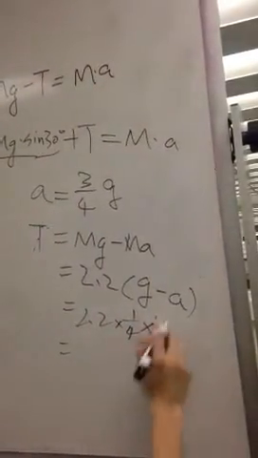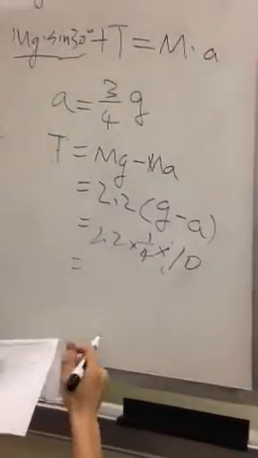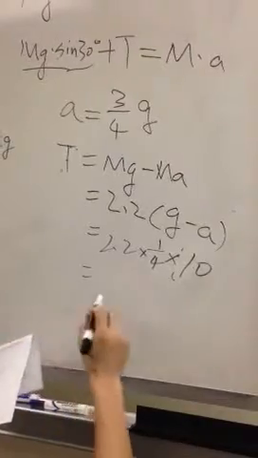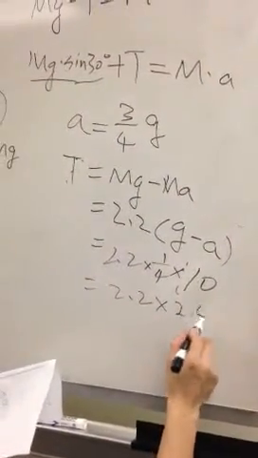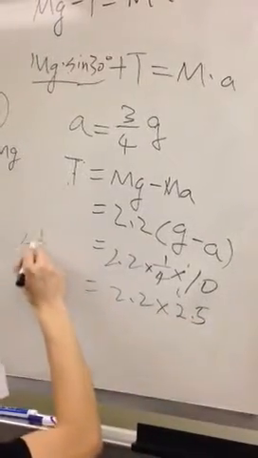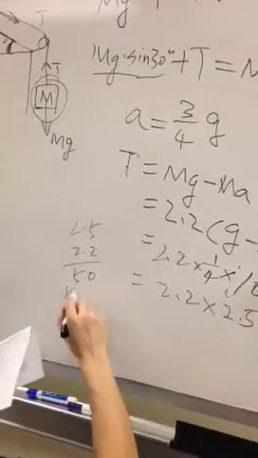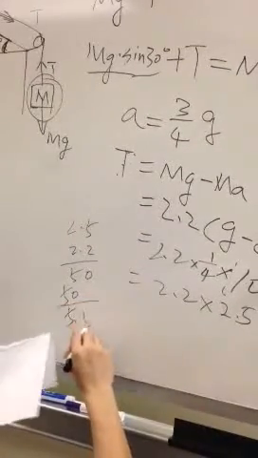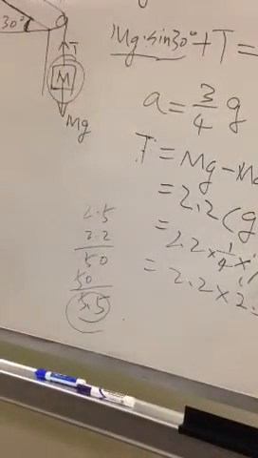If you put g as 10, you calculate 2.2 times 2.5. You can use a calculator. 5.5. So it's 5.5.